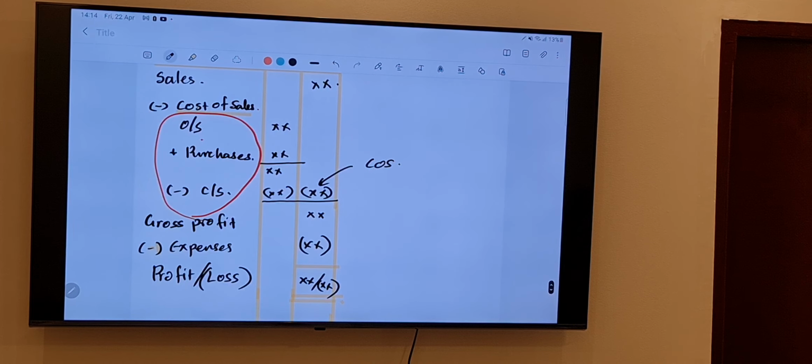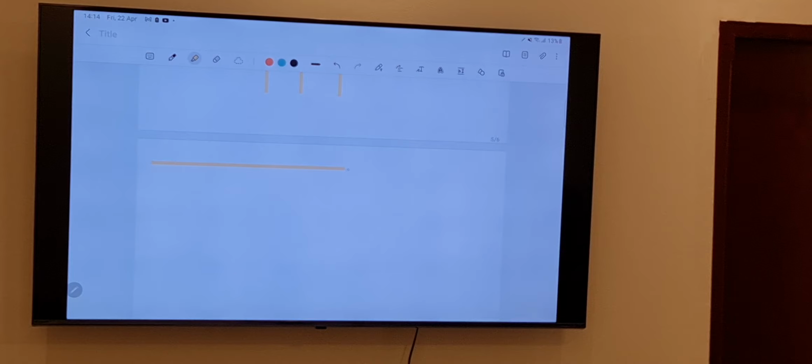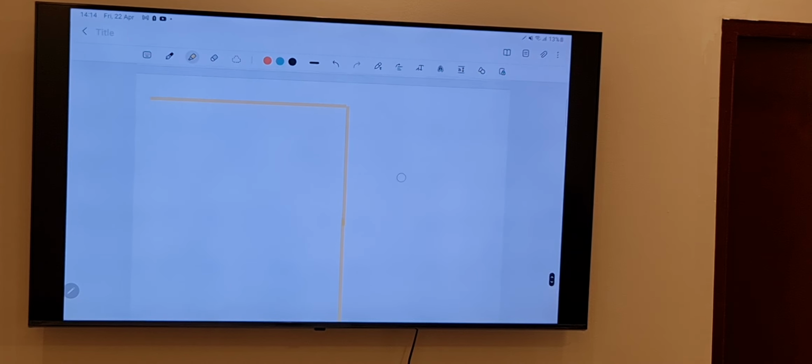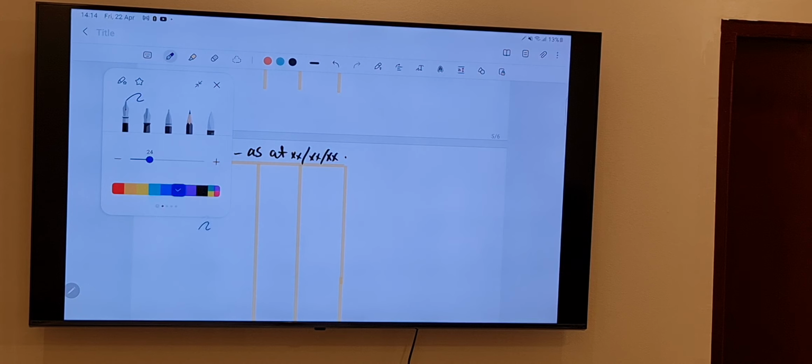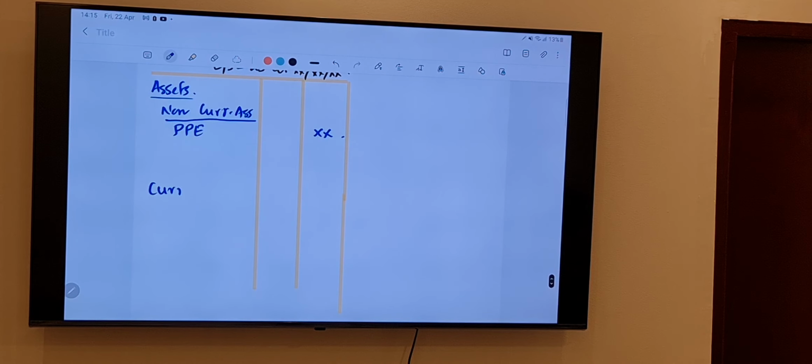Now we need to understand how to prepare the balance sheet. We have to prepare assets at any given date. So we have assets, under that non-current assets. Under that you will generally have property, plant and equipment. Fixed assets we call it. Those days the name was fixed assets. Now we don't use that word. We use property, plant and equipment.